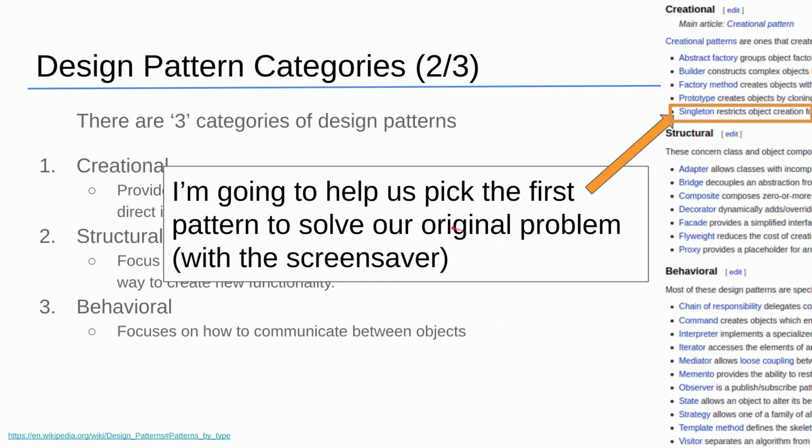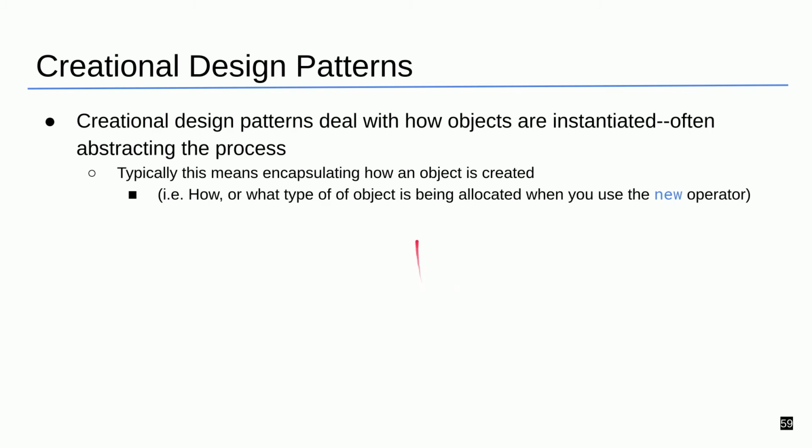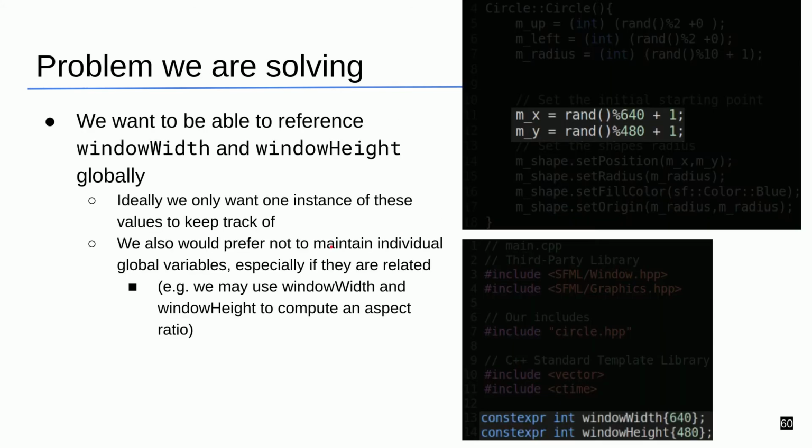Okay, so I'm going to help us pick the first pattern to solve our original problem with our screensaver. And this first one happens to be a creational pattern. We're going to look at one creational, one structural, and one behavioral pattern today. So creational design patterns, again, deal with how objects are instantiated. And they often abstract the process, meaning you don't have to worry about how the actual object's created. You just have to be able to use it, okay? So that means that functionality is encapsulated, or sort of hidden from the client, on how an object's created, or what type of object's being allocated when you use the new operator.